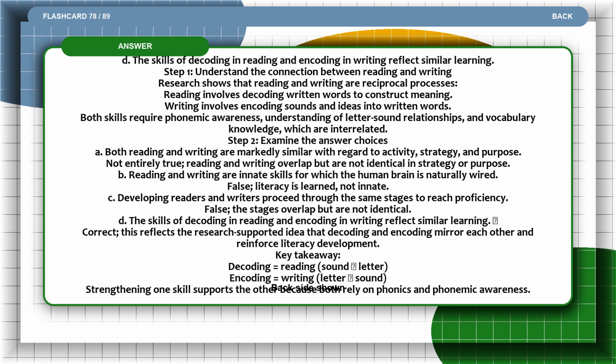C. Developing readers and writers proceed through the same stages to reach proficiency. False. The stages overlap but are not identical. D. These skills of decoding in reading and encoding in writing reflect similar learning. Correct. This reflects the research-supported idea that decoding and encoding mirror each other and reinforce literacy development.